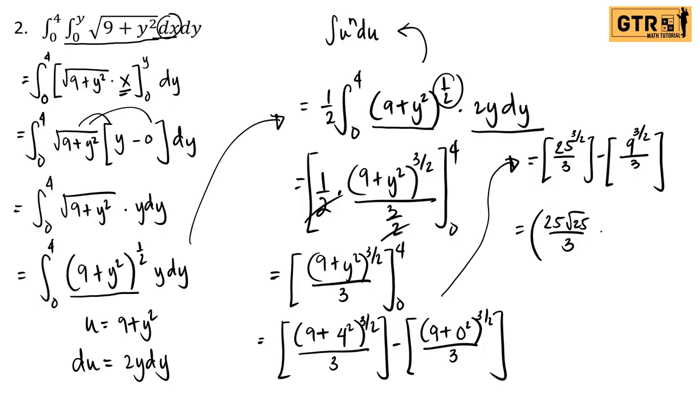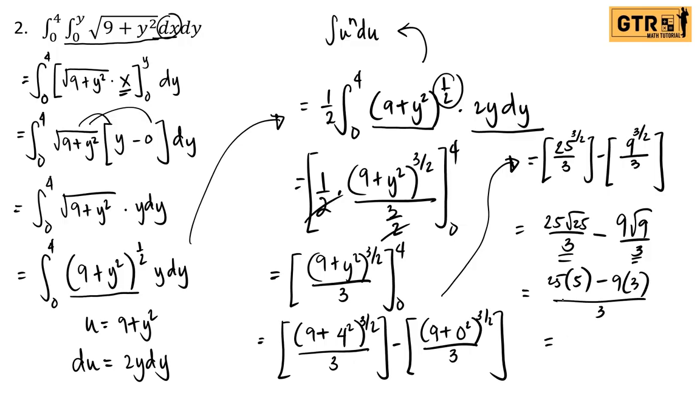Then over 3 minus, so let's remove the parentheses. No need to write the parentheses. There's no grouping. Okay, so 9 raised to 3 over 2, that is 9 times square root of 9, over 3. So therefore, square root of 25 is equal to 5. So we have 25 times 5, and then both denominators are 3, so we can combine the numerator. Minus 9 times square root of 9, which is 3, all over 3.